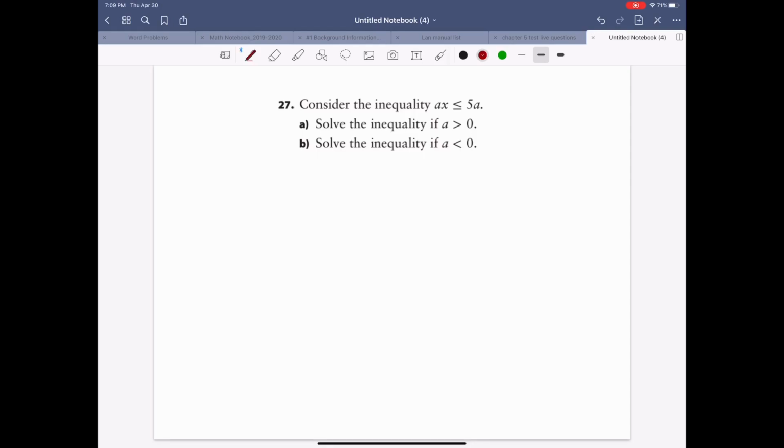Here, consider the inequality and solve it if a is bigger than 0, and if a is smaller than 0. If a is bigger than 0, then a is positive. You just throw a to the other side. ax smaller or equal to 5a: if a is positive, just throw a away to the other side, and 5a divided by a, so x is smaller or equal to 5.